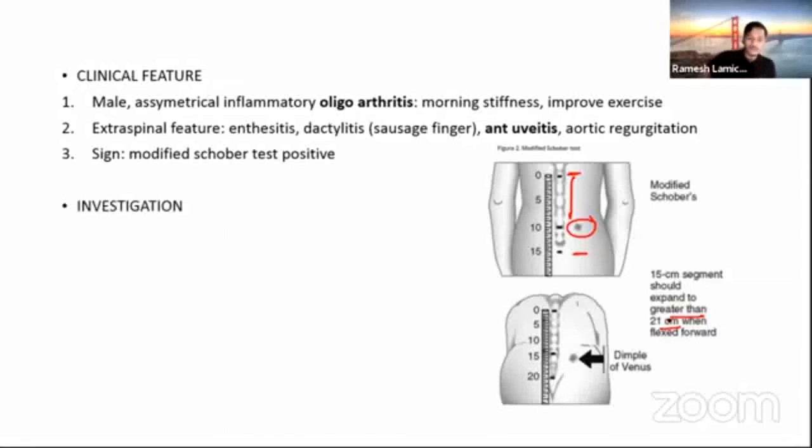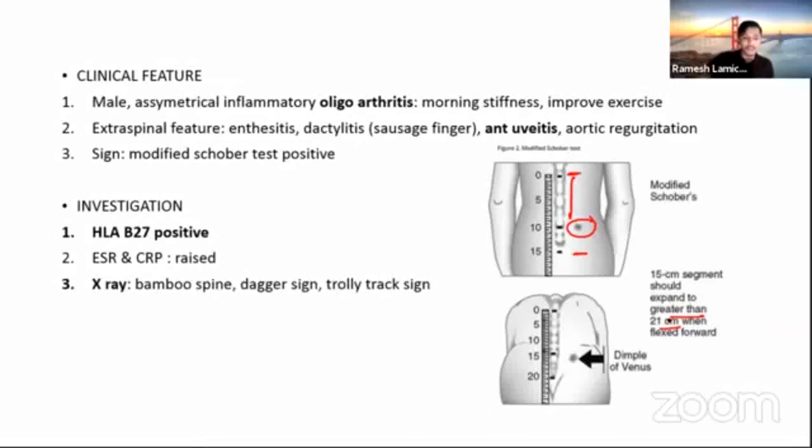Okay, এখন investigation এর মধ্যে, most commonly 80 to 90% of patients are HLA-B27 positive, and the ESR and CRP are raised as it is an inflammatory arthritis. And the main important diagnostic finding here is the X-ray finding. So we can appreciate three features. One is bamboo spine, another one is dagger sign, another one is trolley track sign. So we're gonna discuss this. So investigation of choice will be MRI. So we're gonna look at the X-ray.